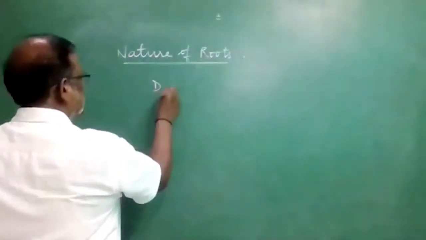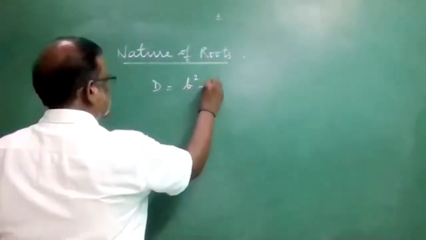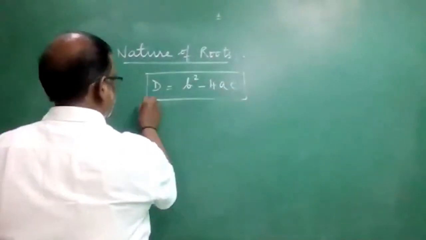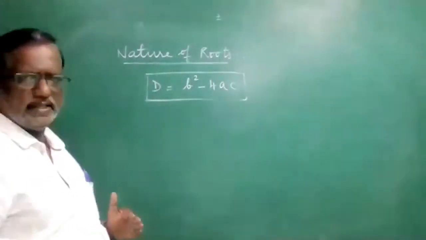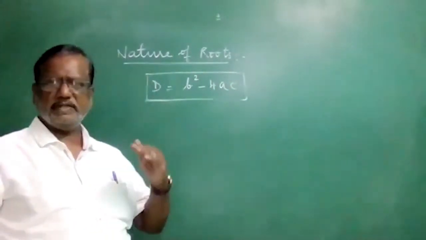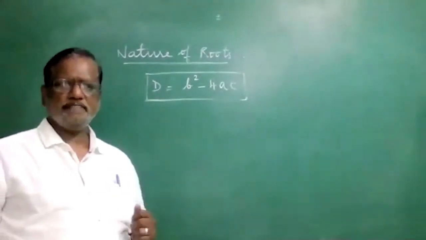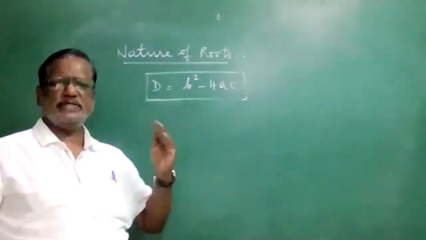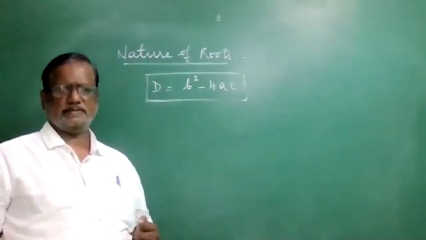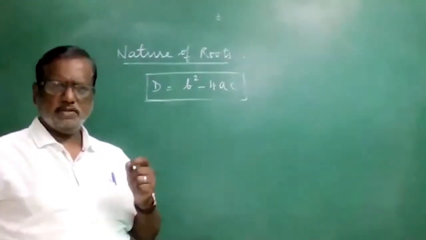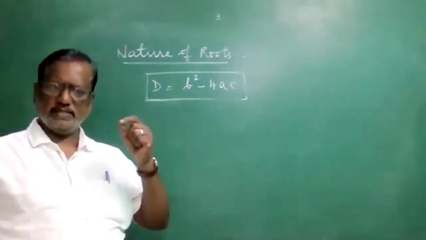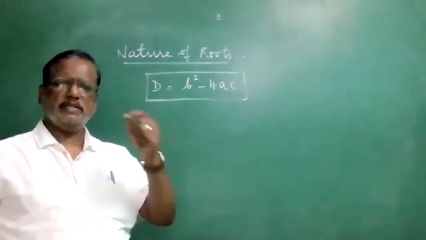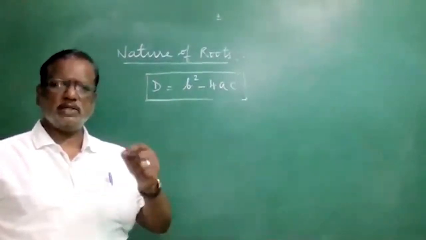The discriminant is b square minus 4ac. This we have learned already, when we learned how to find the roots by the formula method, we know how to write the discriminant. Now, after finding the value of the discriminant, we are going to check the nature of the roots depending on the answer.